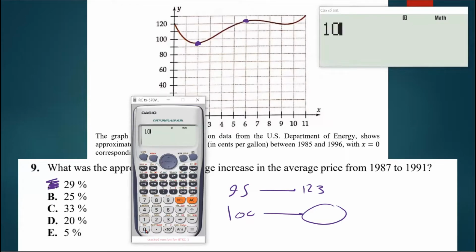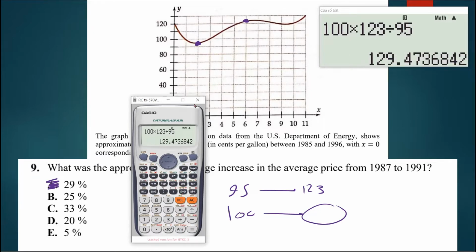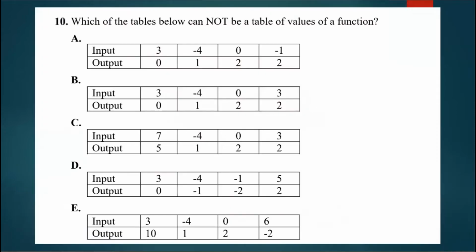It's here again, 100 times 123 divided by 95. Yeah, that's a much better approximation. Next one.